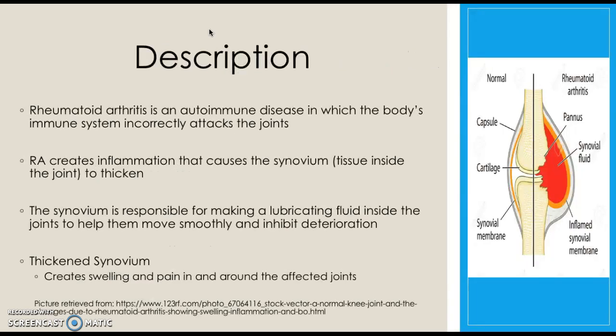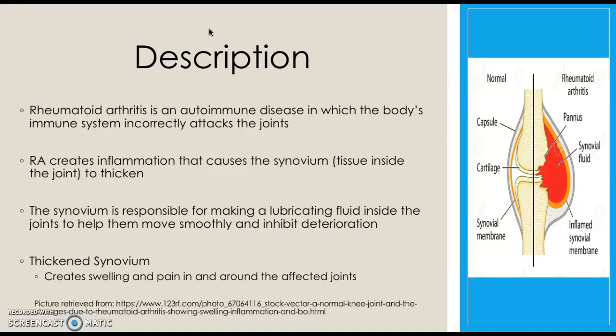Description: rheumatoid arthritis is an autoimmune disease in which the body's immune system incorrectly attacks the joints. RA creates inflammation that causes the synovium, which is the tissue inside the joint, to thicken. The synovium is responsible for making a lubricating fluid inside the joints to help them move smoothly and inhibit deterioration. The thickened synovium creates swelling and pain in and around the affected joints.